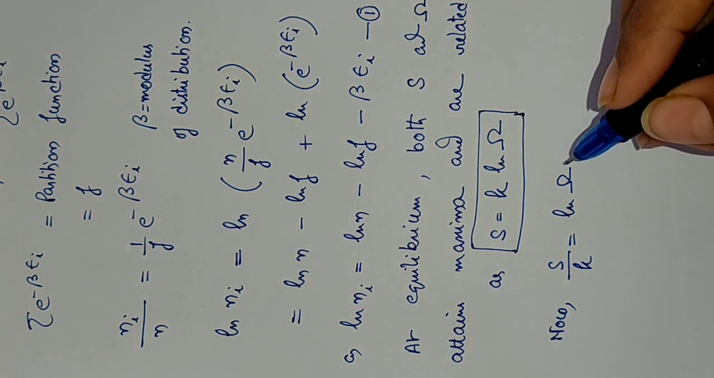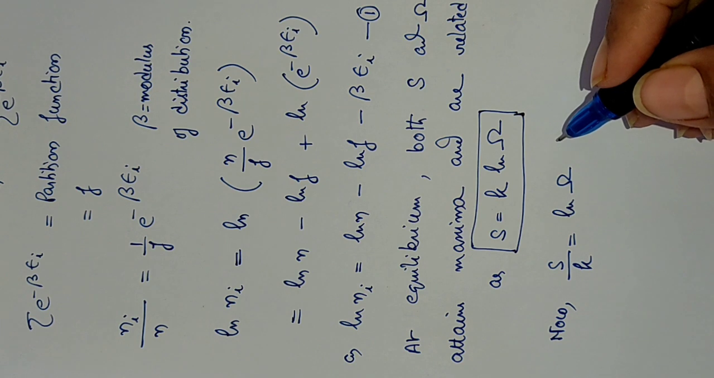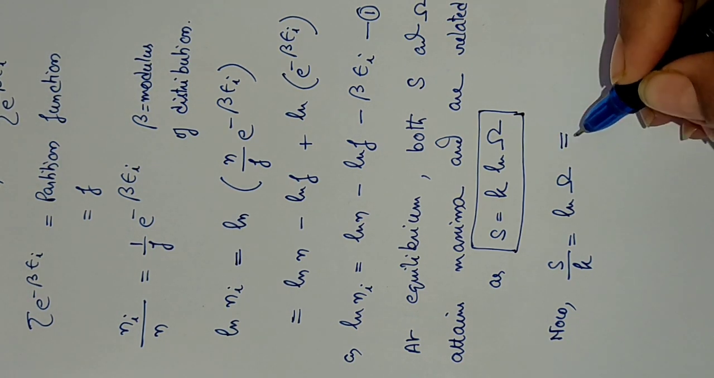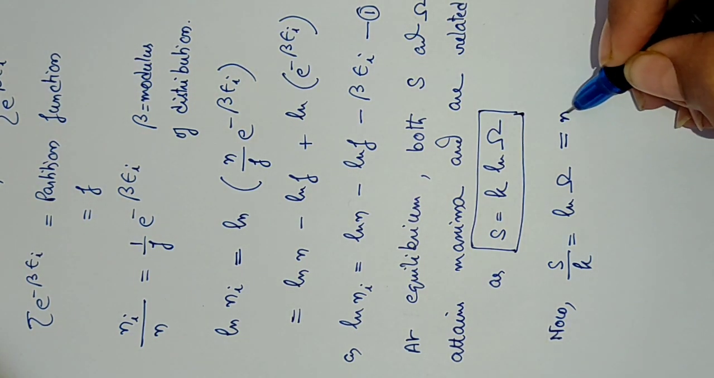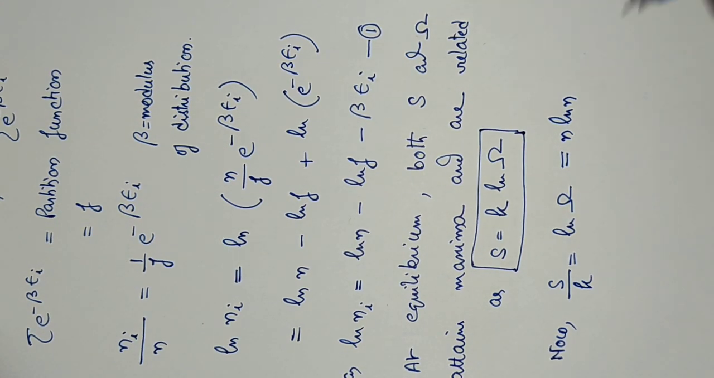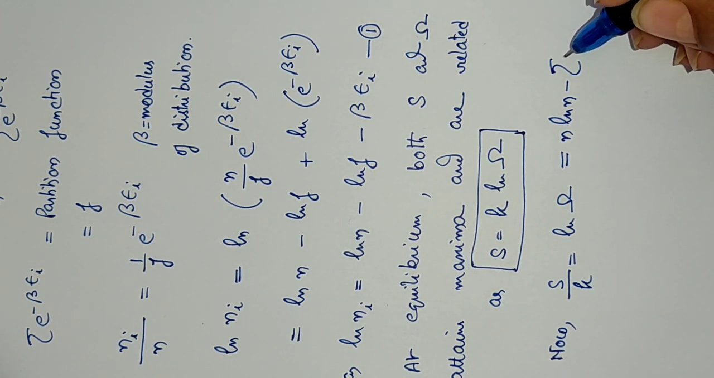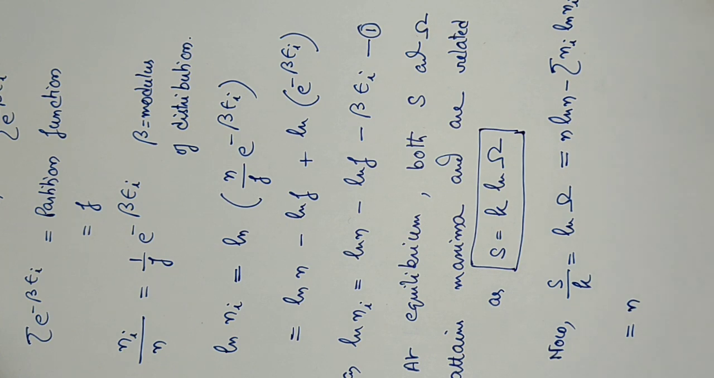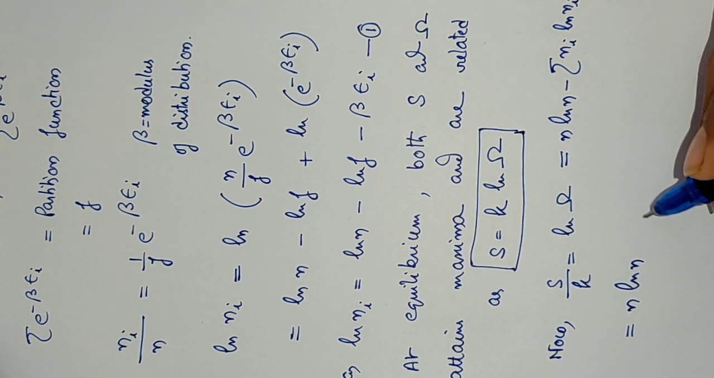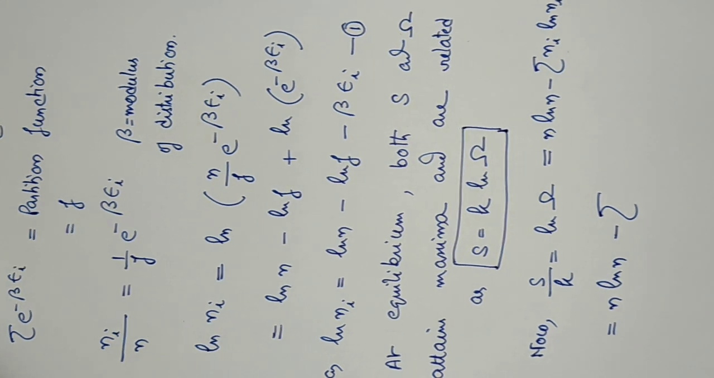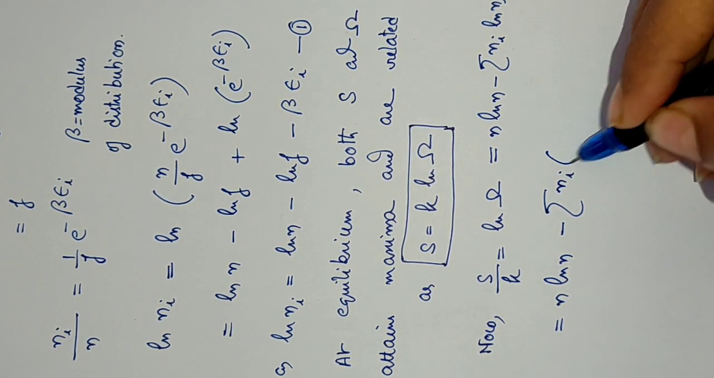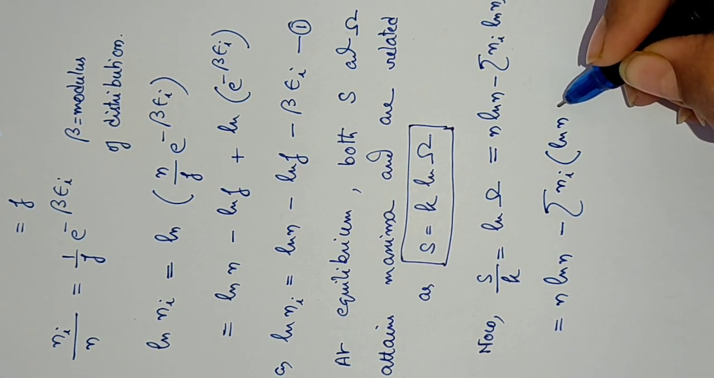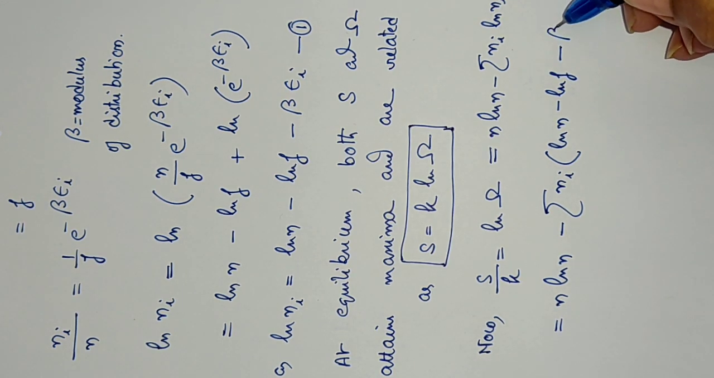Now if we put the value of omega, which is n factorial upon product of n factorial, as I have discussed earlier, we will get after applying the Stirling's approximation, it will be n ln n minus summation over ni ln ni. Now we will put the value of ln ni from equation 1. So it will be n ln n minus summation over ni, and it will be ln n minus ln f minus beta epsilon I.